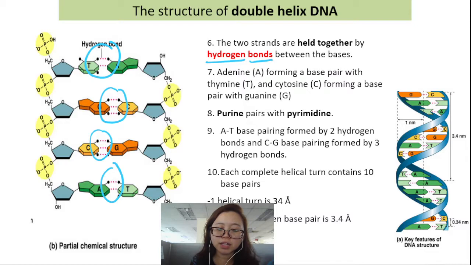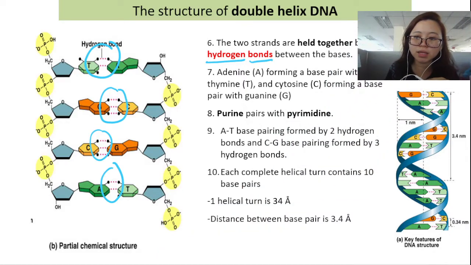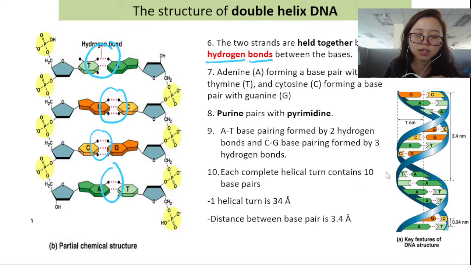Each complete helical turn contains 10 base pairs. So what is meant here adalah helical turn, satu kali pusing begini, menggunakan 10 base pair. One helical turn is 3.4 nanometers. Distance between each base pair is, oh sorry, 0.34 nanometers. Ini unit lain, ini nanometer unit lain.